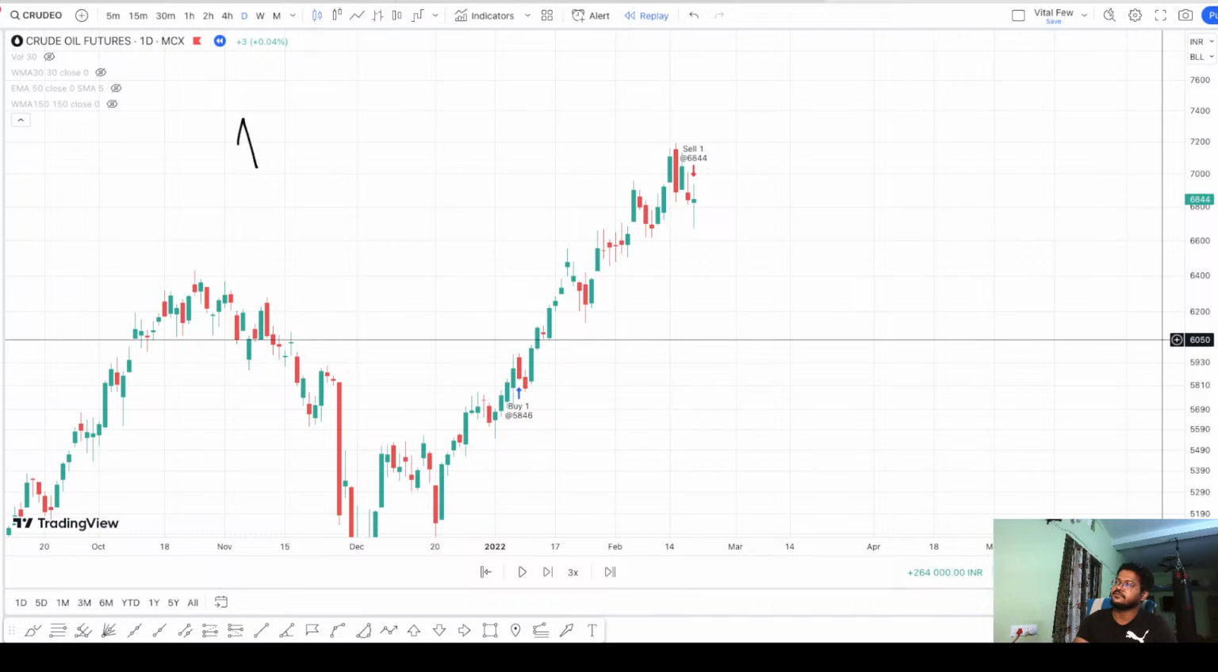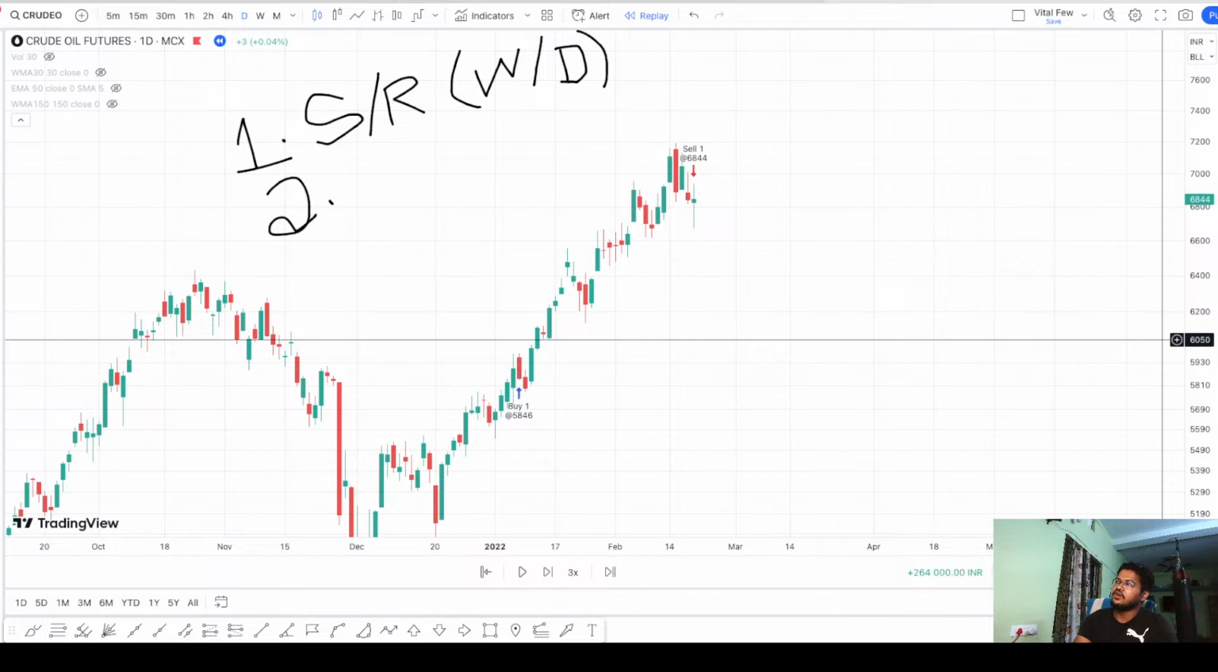Point number 1, mark support and resistance levels in either the weekly or daily time frame. Second, draw the trading zone, the sideways zone. You don't want to initiate trades when the price direction bias is not clear. You can draw this box by using the support and resistance.